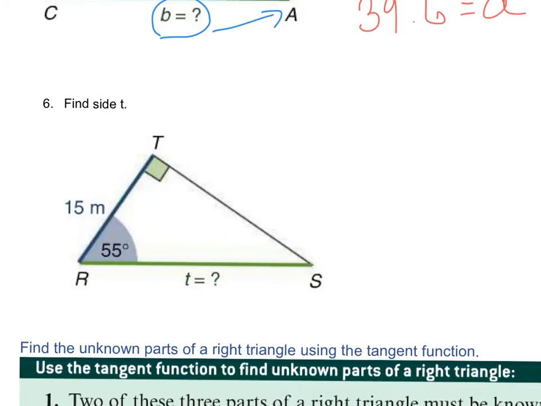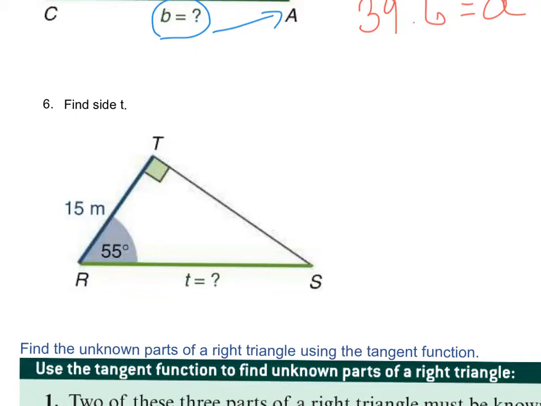Okay, let's do one more like this. This time we are looking for how big side T is.